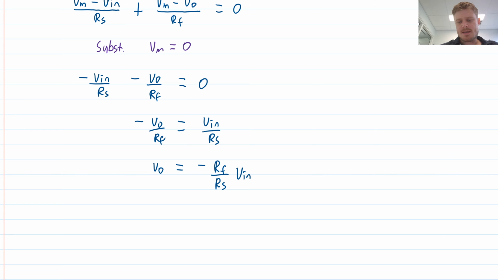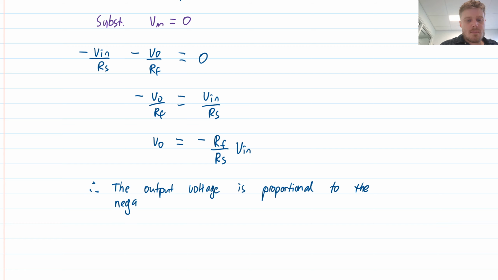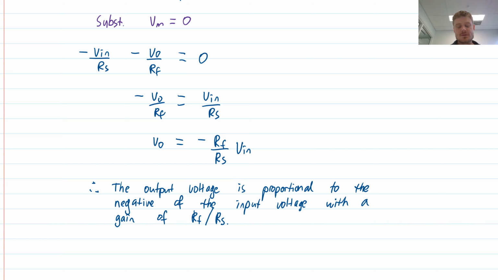So what does this mean? What does this tell us? So therefore, the output voltage is proportional to the negative of the input voltage with a gain of RF divided by RS. So by choosing values for these two resistors, we control how much the voltage will change from input to output. So we've built an amplifier circuit.